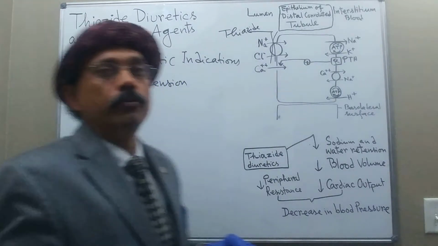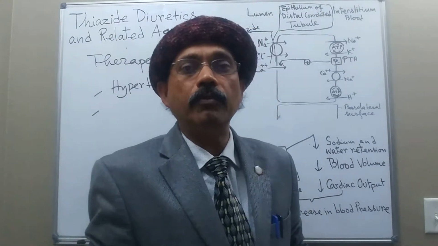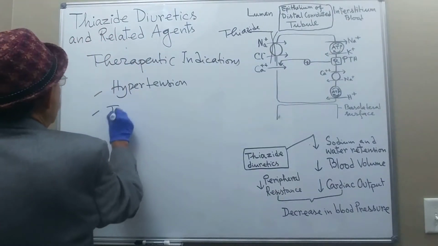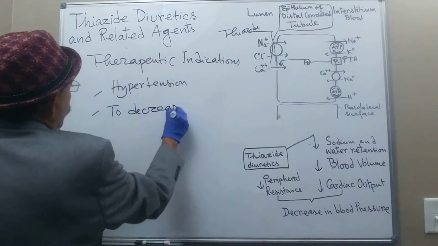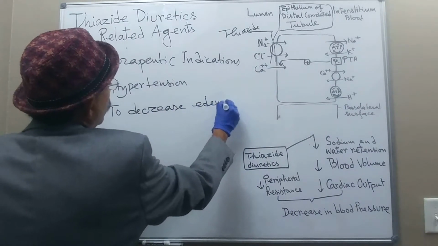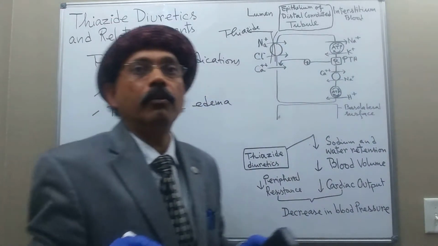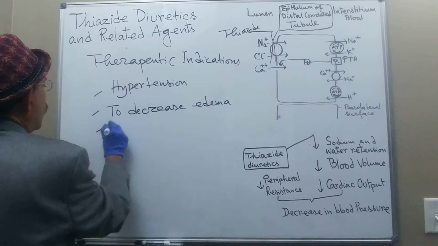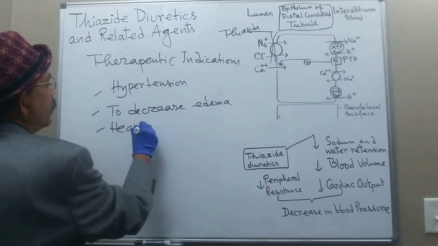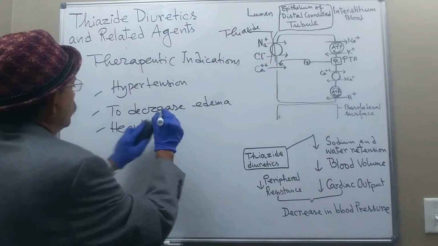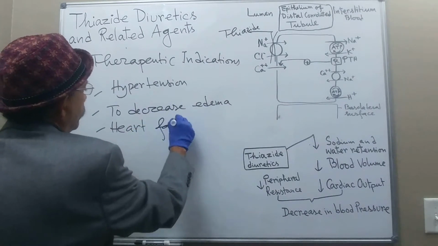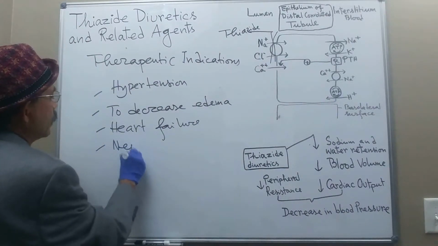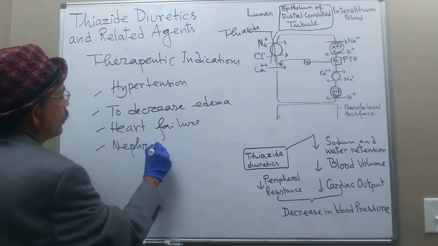It is used to reduce edema, especially in case of cirrhosis of liver and renal failure. So to decrease generalized edema, like liver cirrhosis, renal failure, or in any other region. It is one of the indications. It is a management for heart failure. In heart failure, there is also edema. Management of heart failure, and the management of nephrogenic diabetes insipidus.